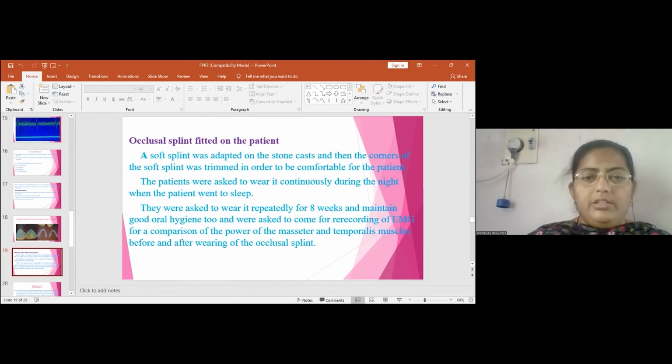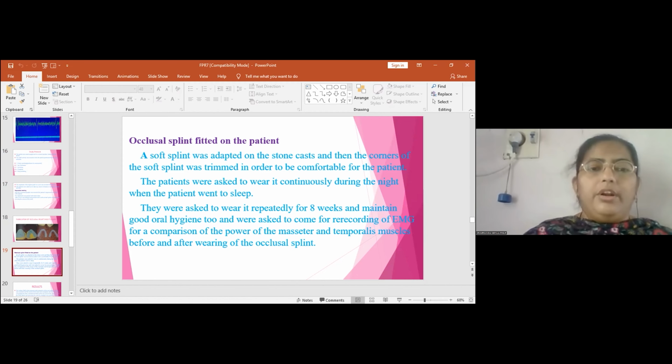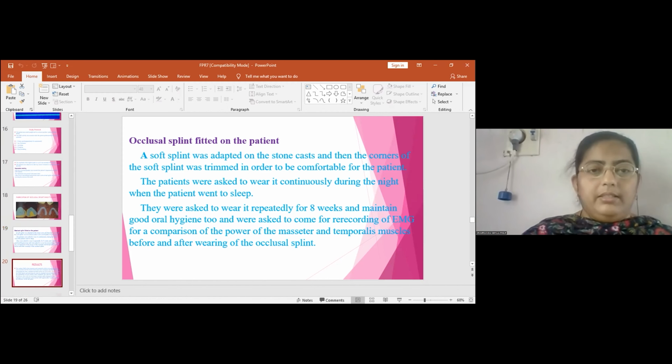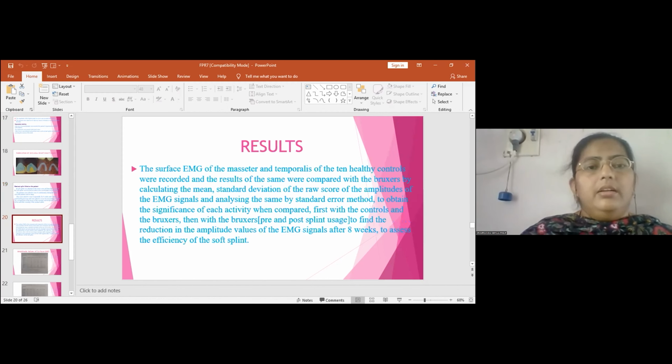maintain good oral hygiene, and they were asked to come for re-recording of the electromyography for a comparison of the power of the masseter and temporalis muscles. So again, the amplitudes were recorded, giving the patient the same exercises. So results, the surface EMG.